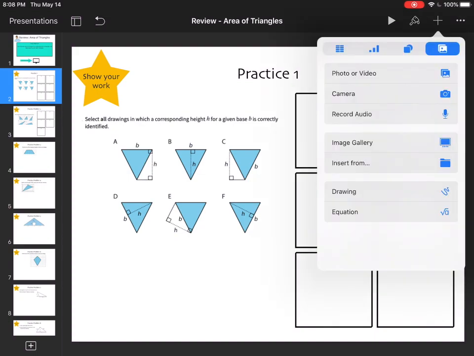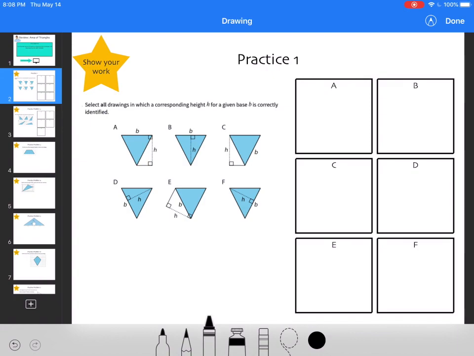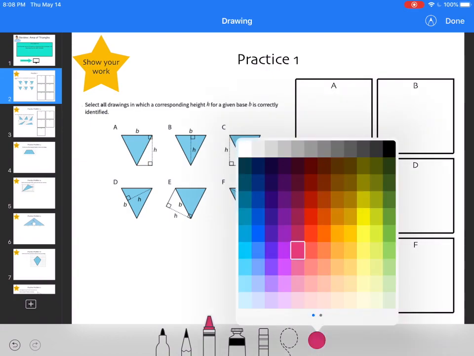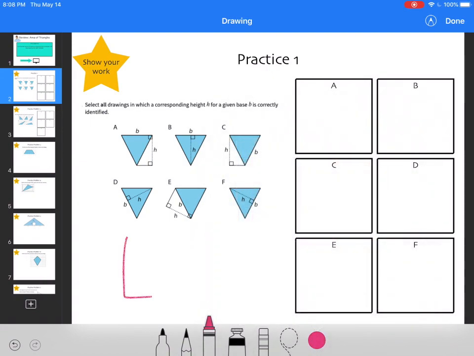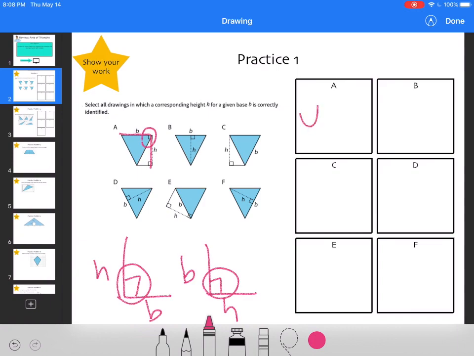So if you remember from when we were doing this in class, way back when, because this was in the first unit, your base and height have to make a right angle. So your base and your height, and it doesn't matter which side is your base and which is your height, it has to make a right angle. So when I'm looking at them, I'm looking for that right angle between the base and the height. So A does, so it's a yes.